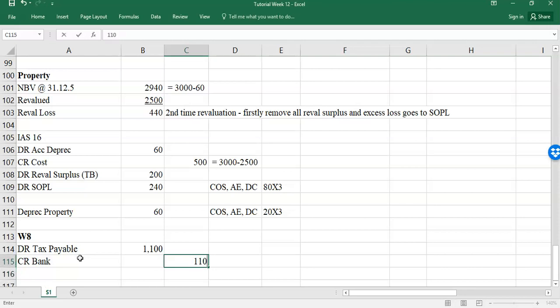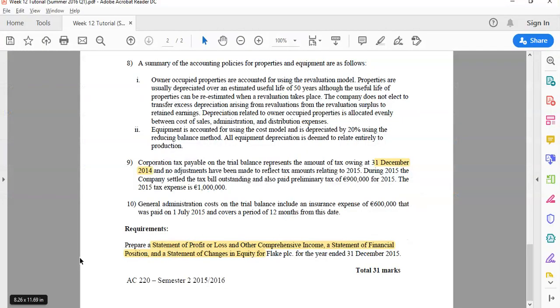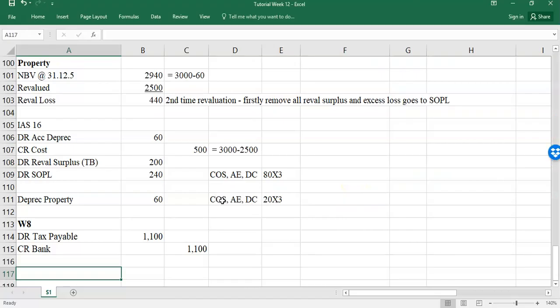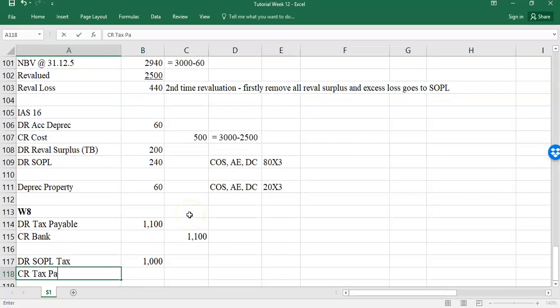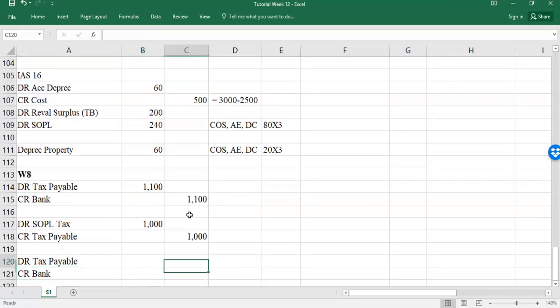That clears out the amount that was owed for last year. So you see, you have to be careful in reading the question what it's telling you. Tax will not be the same adjustment every time. Sometimes it won't be an adjustment at all. So you have to read it carefully. During the year then, they paid preliminary tax of 900,000 and did a tax expense of 1 million. Well, the tax expense is debit the SOPL tax, 1 million, and you're going to credit tax payable, 1 million. And of that you paid tax, debit tax payable, credit bank, 900.